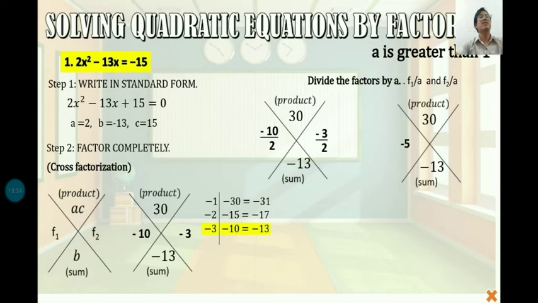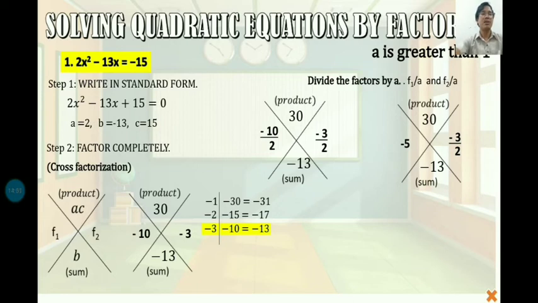So what about the quotient of negative 3 and 2? If the quotient is not a whole number, we should get the lowest term. So negative 3 over 2, since that fraction is already in lowest terms, we should copy negative 3 over 2. Now, from this, we will know the factors.